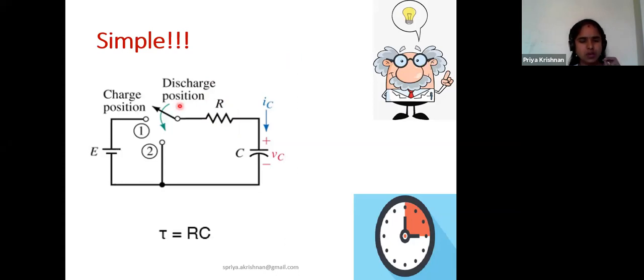So the circuit is very simple. We have only one R and one C here. When I put the switch in position 1, it charges the capacitor through the resistor. And when I put the switch in position 2, there is no power source connected, so my capacitor starts to discharge in this path.